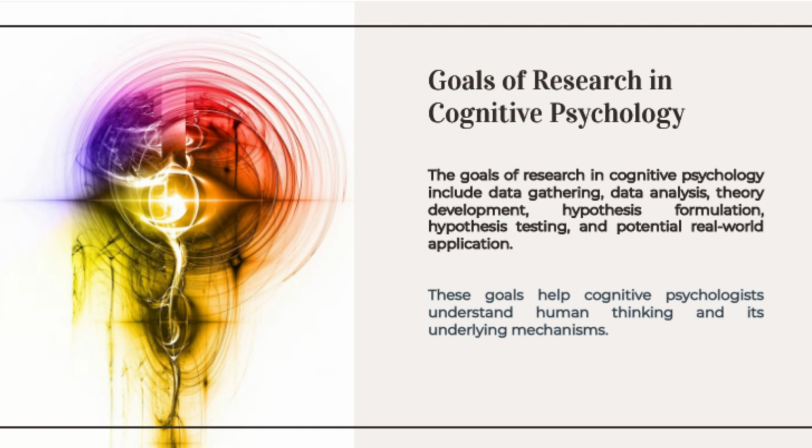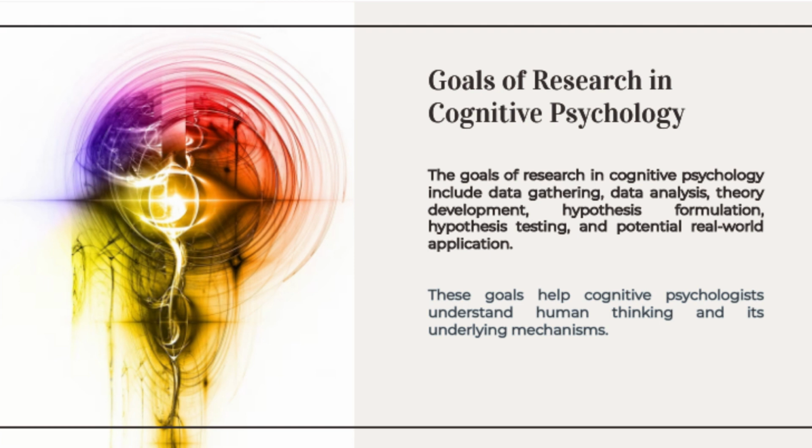Then there will be hypothesis formulation. For example, building on the above attentional load theory, a cognitive psychologist will then formulate a hypothesis that predicts that participants who are multitasking will have lower accuracy and slower response times compared to those focusing on a single task. Then there will be hypothesis testing.